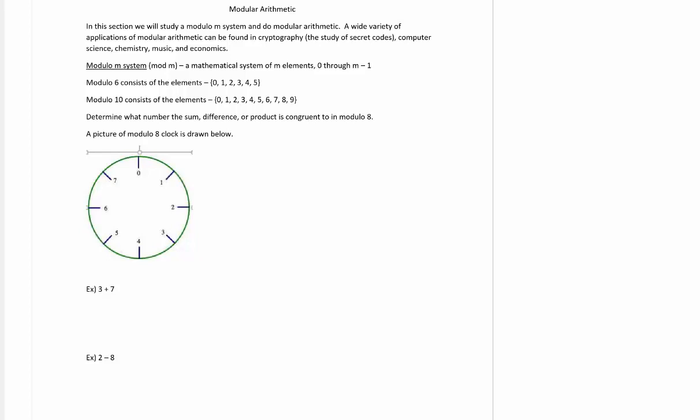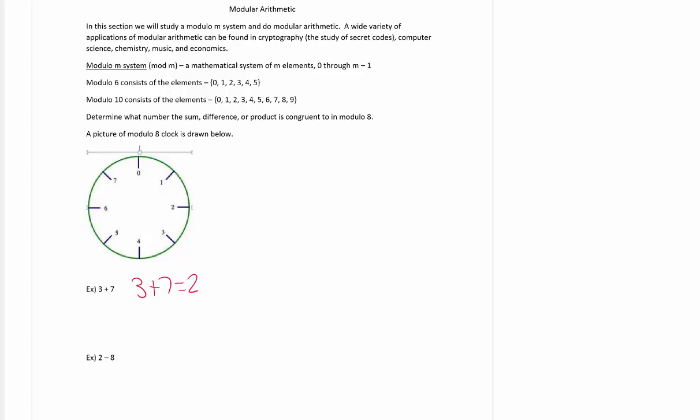All right, let's start with 3 plus 7. So if I do 3 plus 7, I would start at 3 and I would go clockwise and add 7. 1, 2, 3, 4, 5, 6, and 7. So in our case, 3 plus 7 is equal to 2.